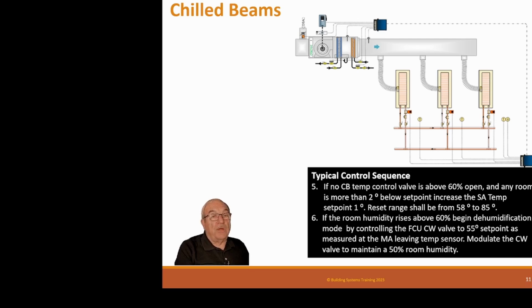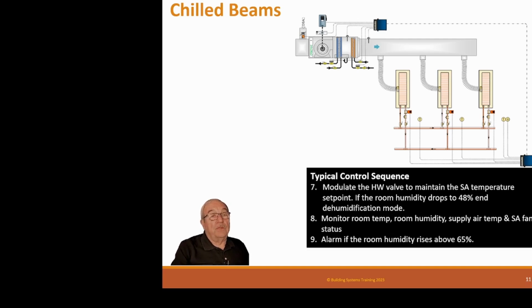If the room humidity rises above 60%, begin dehumidification mode by controlling the fan coil chill water valve to 55 degrees set point as measured at the mixed air leaving temperature sensor. Modulate the chill water valve to maintain a 50% room humidity. Modulate the hot water valve to maintain the supply air temperature set point. If the room humidity drops to 48%, exit the dehumidification mode. Monitor the room temperature, room humidity, supply air temperature, and supply air status. Alarm if the room humidity rises above 65%. So basically that's the sequence for them.